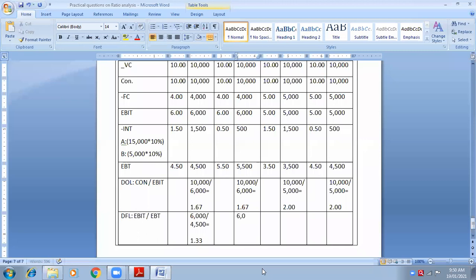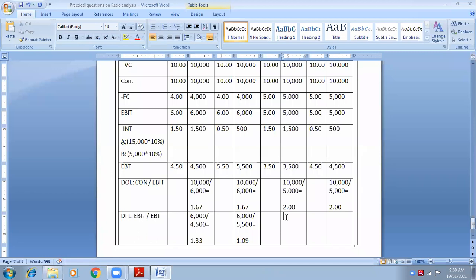Now, what is EBIT for plan B? 6,000. Very good. 6,000 divided by what is EBT? 5,500. Very good. Please look here. EBT has changed. EBT is not the same 4,500. It is changed. So what will be the answer? You will find a changed answer. 1.09.